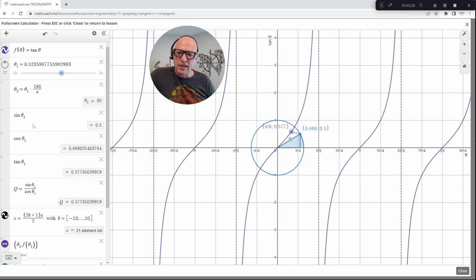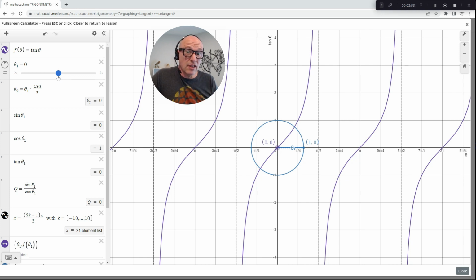And we have the primary trig ratios, sine of theta, cos of theta, tan of theta. And I can see that the tan of 30 degrees is 0.5777. Tan of theta by the quotient identity is equal to sine of theta over cos of theta. And we see the same number here, 0.5777 for 30 degrees. So let me set this to 0 degrees. So that's clearly one of the key points when you're graphing this.